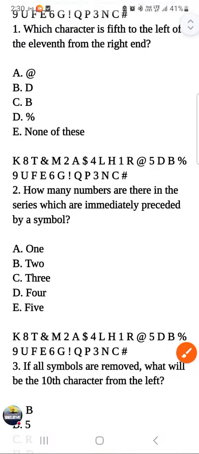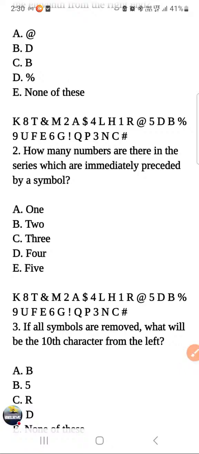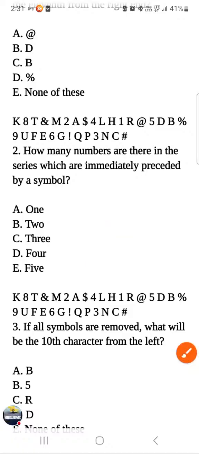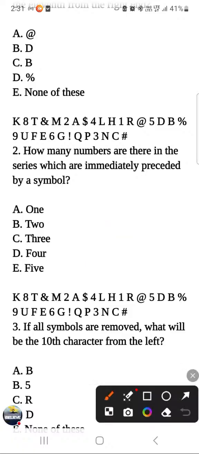Now the second question. How many numbers are there in the series which are immediately preceded by a symbol? Preceded means before. Succeeded means after. So the symbol has to be succeeded by the number. Here we have 1, and then 2, then we have this. Okay, so the correct option is 3.